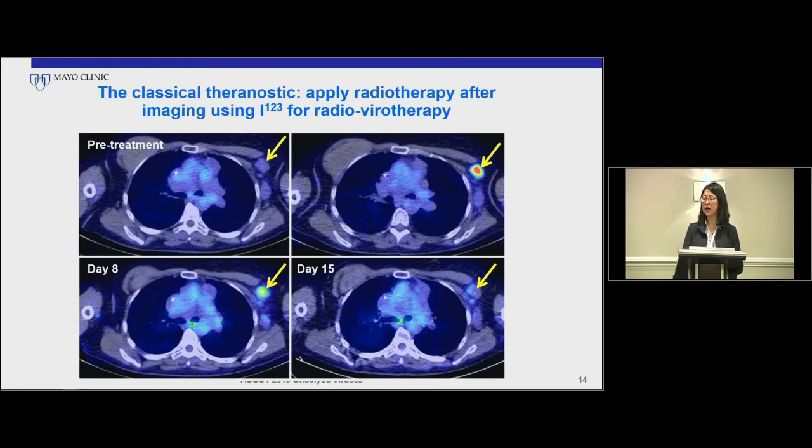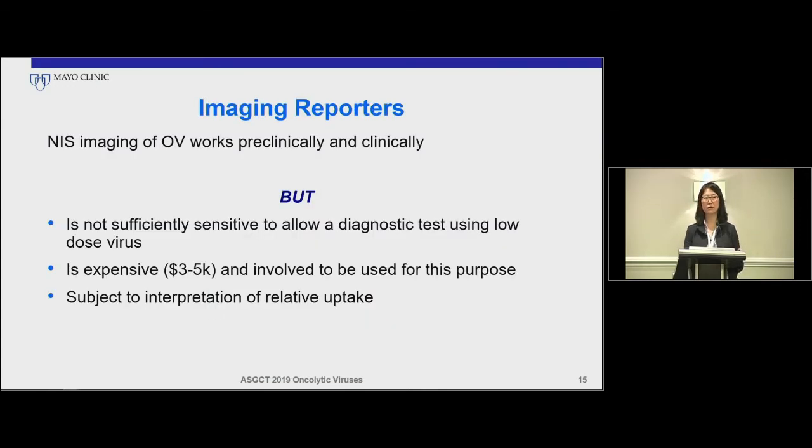And if you were to time it properly, maybe day 3 or day 8, you can add in a potentiating agent such as radioiodine that has beta-emitting properties that will kill off the cancer cells. The classical theranostic, that I-123, is being used, and with I-131 in thyroid cancer therapy.